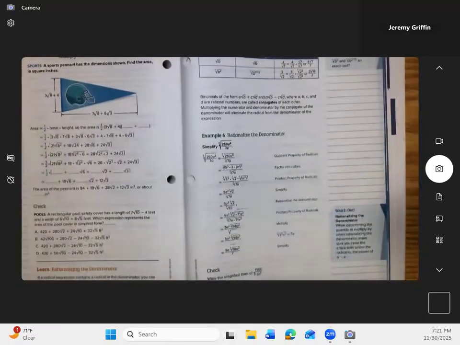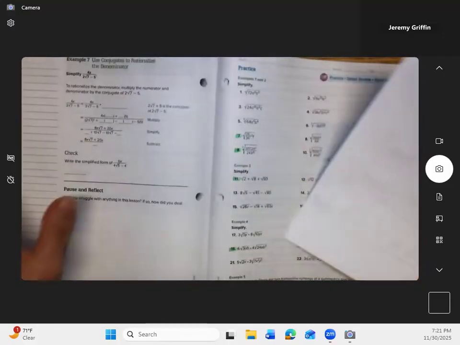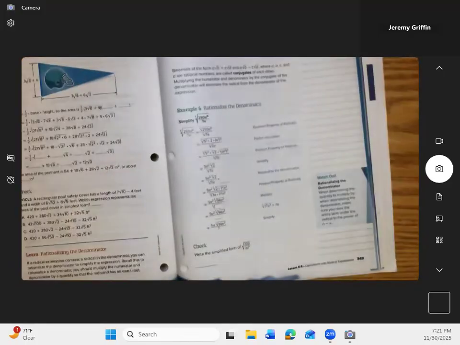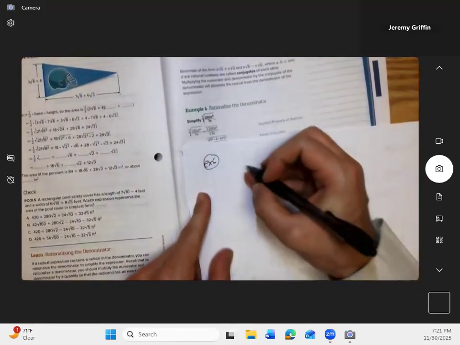Ooh, we got two examples left. Rationalize the denominator. And the last one we're gonna head to is the same idea, but with conjugate pairs. Okay, and we'll jump into the book puzzles. Example 6. Simplify this. All right.